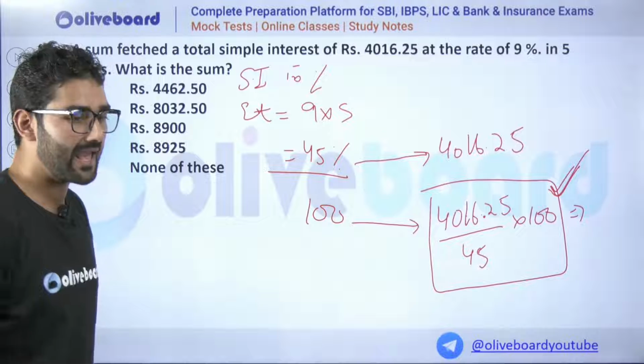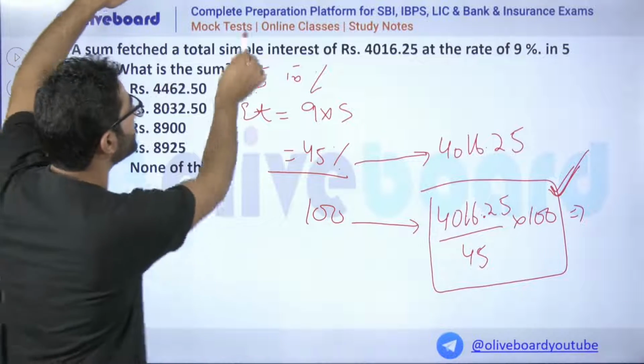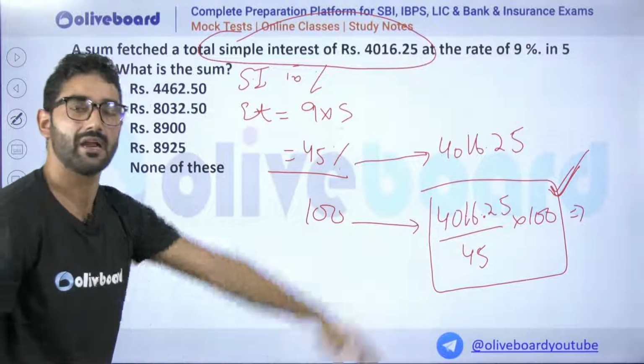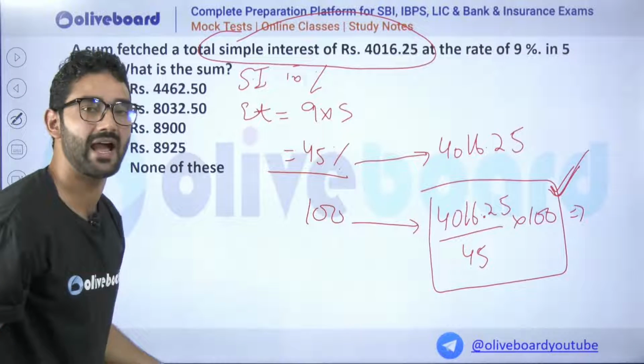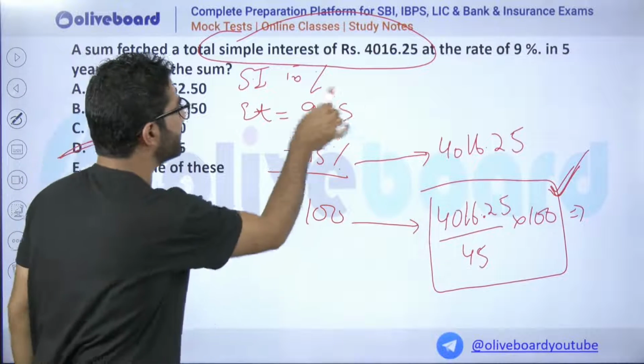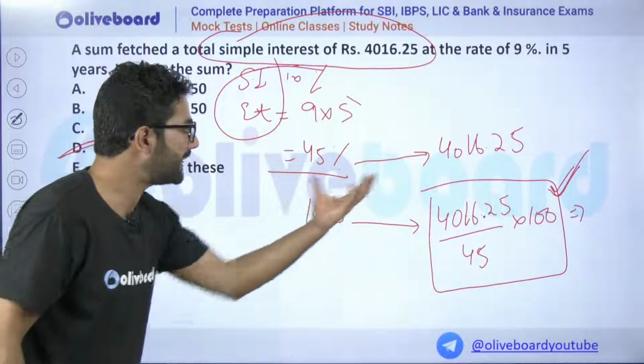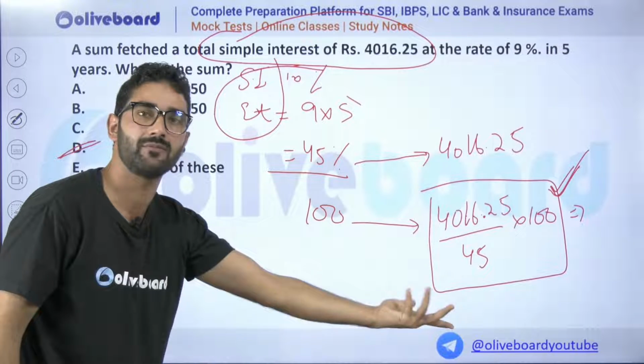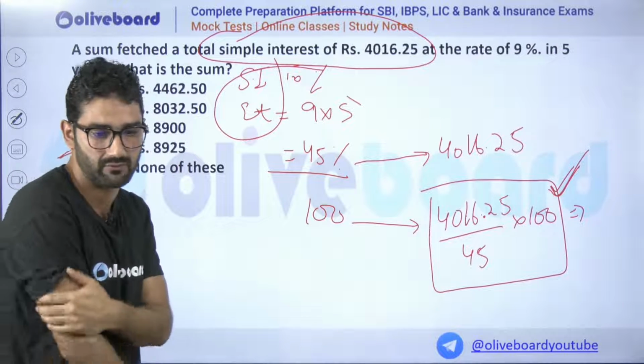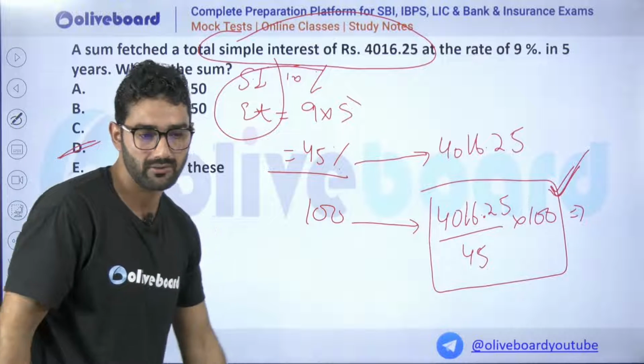Now, what I have just gone through: simple interest was given as this much, rate was given, time was given. Obviously, I know in percentile, the simple interest is nothing but RT. RT is this much, 100 percentile will be this much. Simple. You have to go this way always. So, what is the value you got?